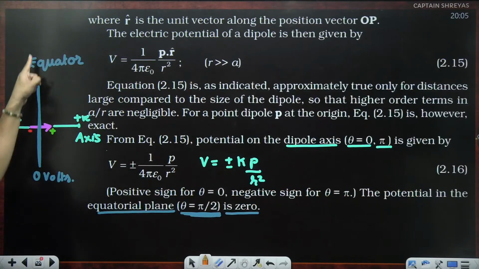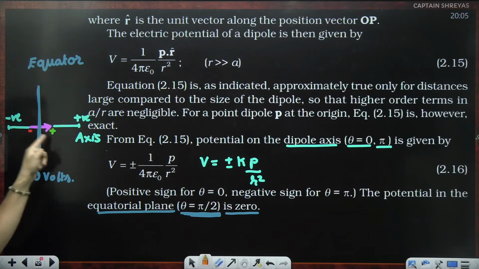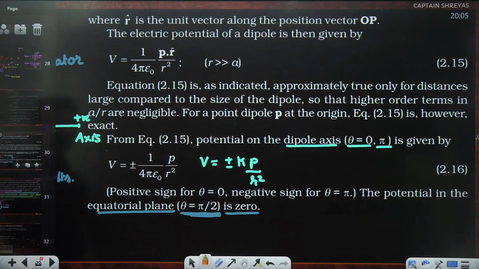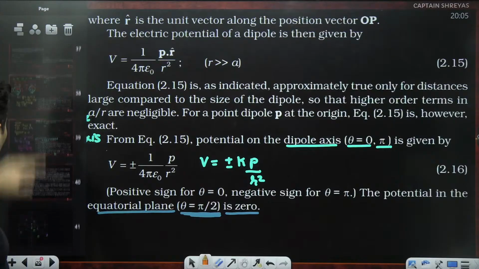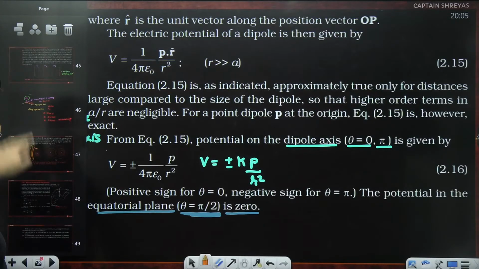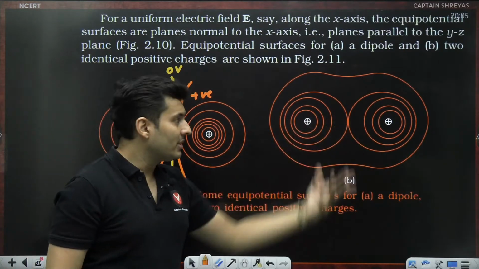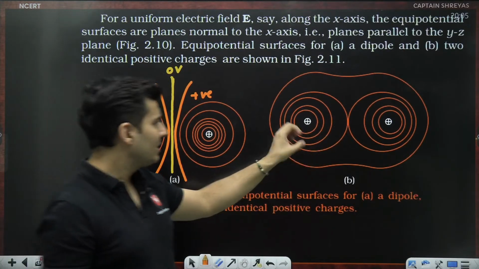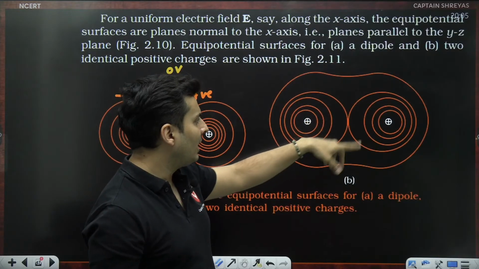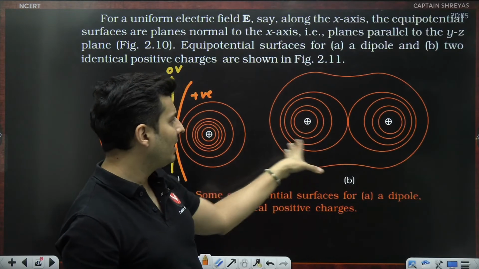I just showed it to you. On the equator, it is 0 volts. On this side, it is positive. On this side, it is negative. So if you show those potential lines, how they look is exactly like this. For two positive charges, it looks something like this. They keep on becoming bigger, and after a point they merge together, they become like this.